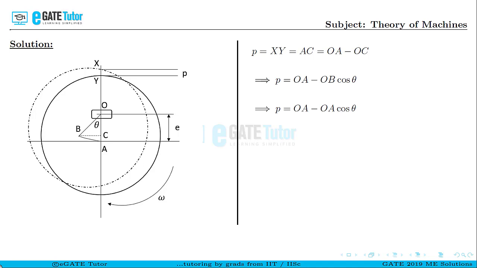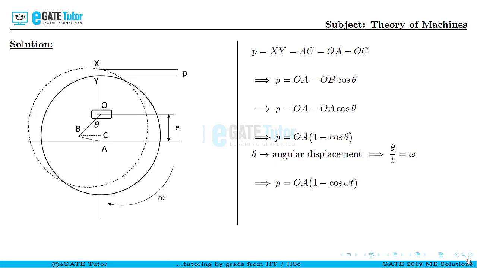From this, we can take out OA as common and write P equals OA into 1 minus cos theta. Now we have taken theta as the angular displacement. According to the standard definition, angular velocity is the rate of change of angular displacement, that is theta by t equals omega. From this we can write theta equals omega into t. We can directly substitute that expression above to get P equals OA into 1 minus cos omega t. But from the figure it is clear that OA is equal to eccentricity E. So when we substitute that, we get the vertical follower motion given by E into 1 minus cos omega t.